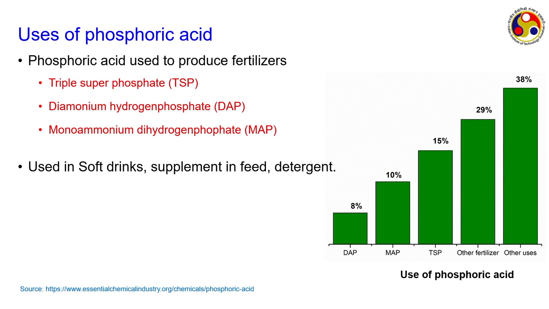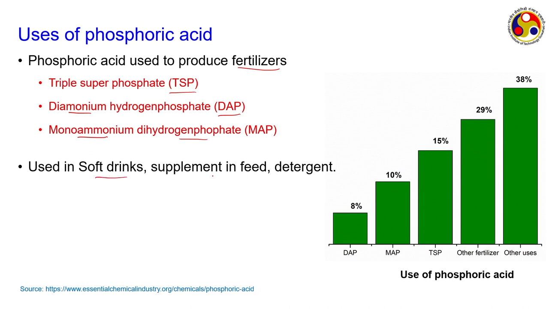Now, what are the uses of phosphoric acid? As I just told you, nitrogen, phosphorus and sulfur are the ones used for making fertilizers. You have read about these earlier, in your plus 2 level. I just want to repeat once more: triple superphosphate, then DAP, which is a very common fertilizer, diammonium hydrogen phosphate, and then monoammonium dihydrogen phosphate, MAP. TSP, DAP, MAP are the three primary fertilizers manufactured from phosphoric acid.